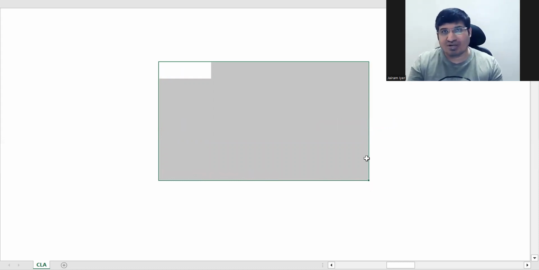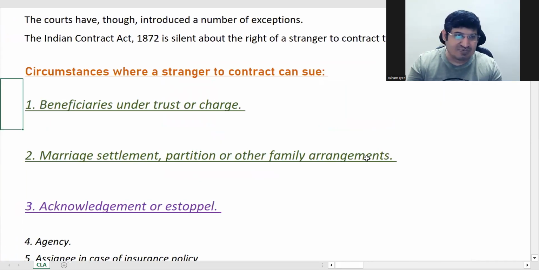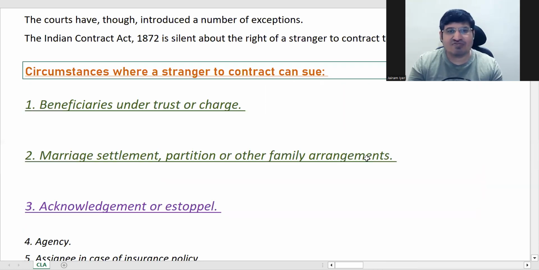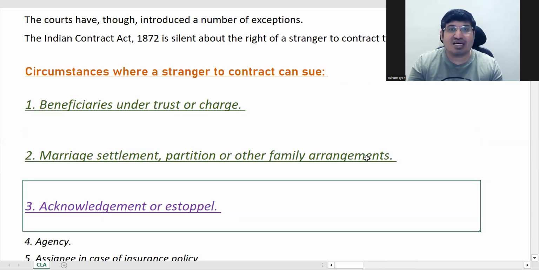This is called estoppel. So in estoppel also, the stranger to contract can sue if the stranger to contract has been affected because of your estoppel. You have shown as if, okay.